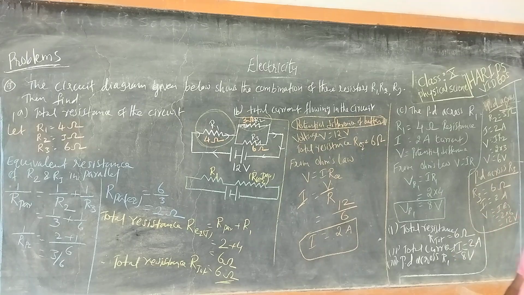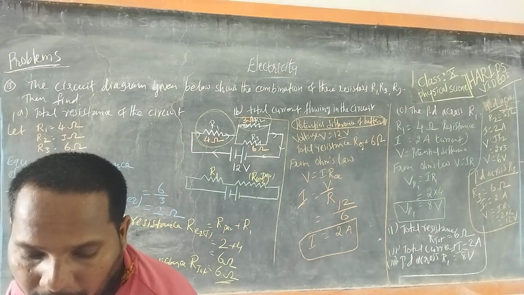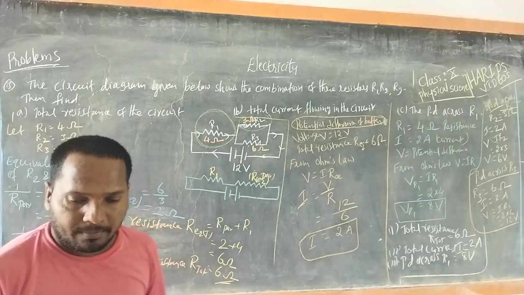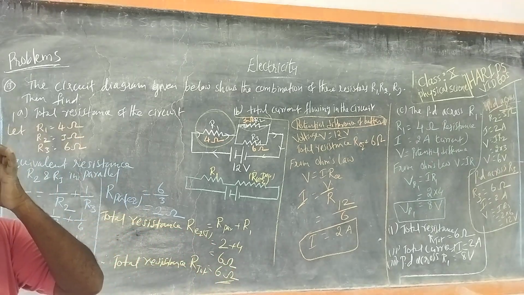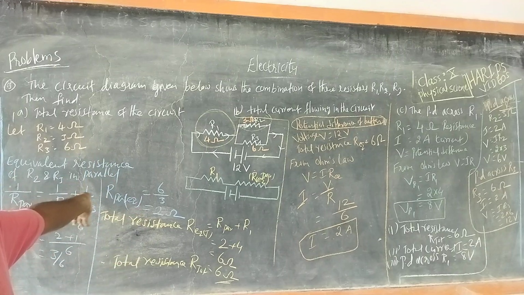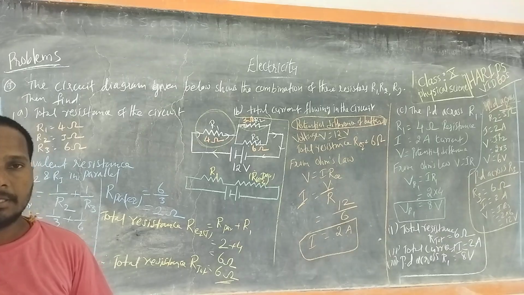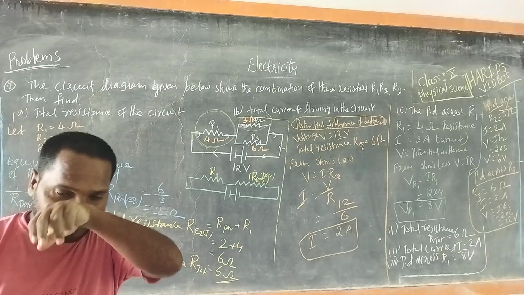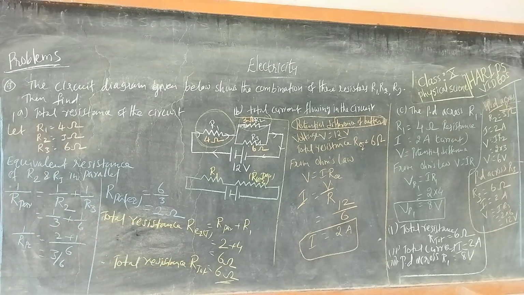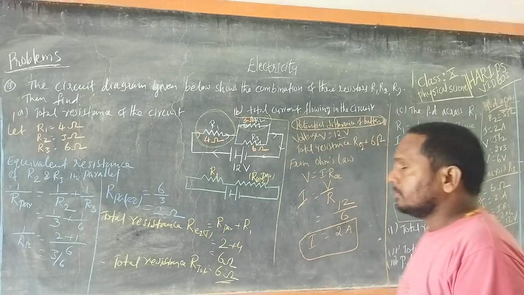This is the problem. The circuit diagram is given in the problem. By analyzing the circuit diagram, we have to calculate the total resistance, total current, and potential difference across it. So I hope you understood, right? Then go for one more problem.